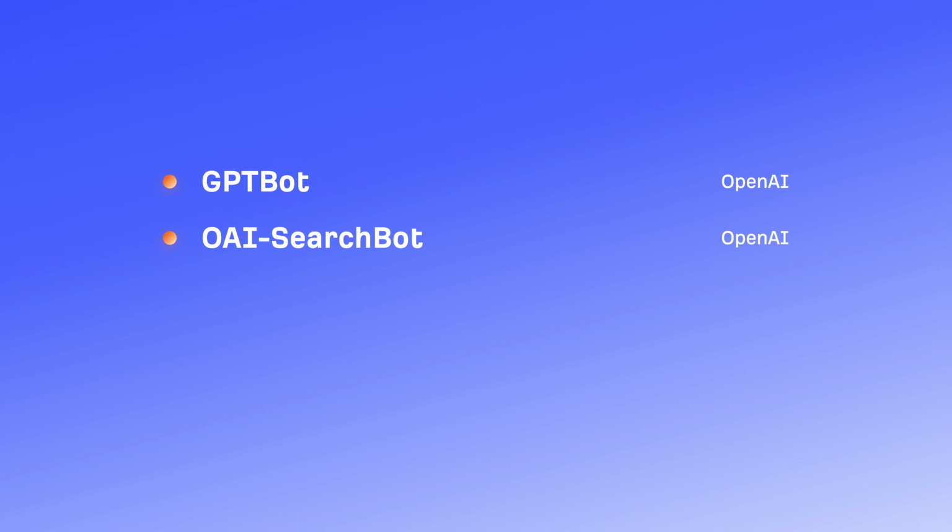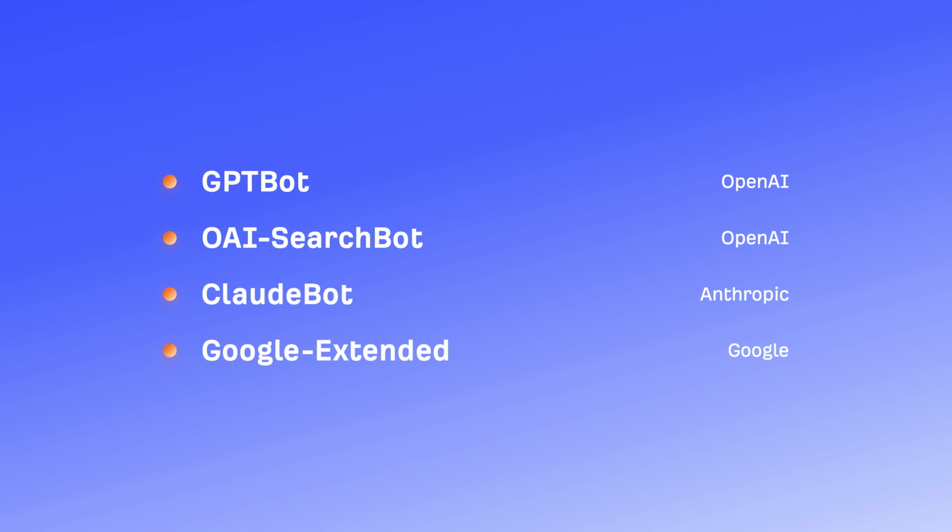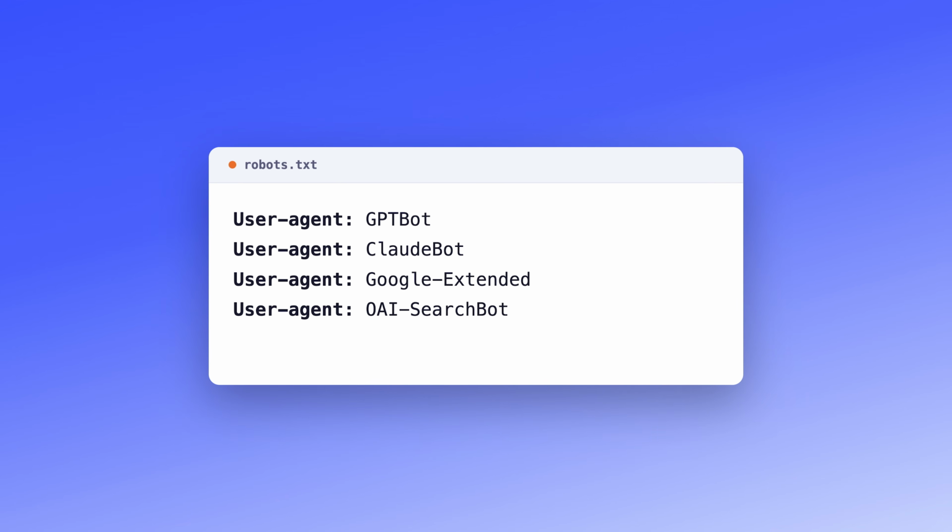The main ones you should know about are GPTBot and OAI-SearchBot from OpenAI, ClaudeBot from Anthropic, and Google Extended from Google. If any of these are blocked in your Robots.txt, you're asking those AI platforms not to crawl your content. And assuming they obey your rules, they sure won't be recommending your pages if they don't know what's on them.